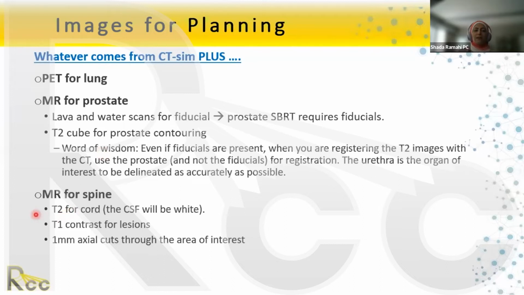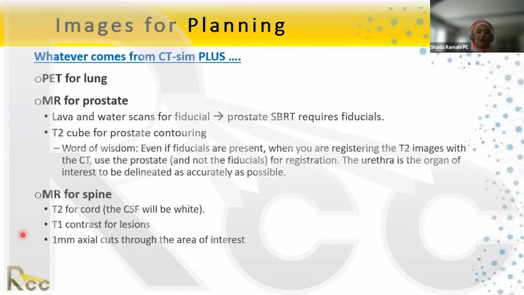For spine, the physicians have been asking for T1 and T2. T2 in order to clearly localize the cord. The CSF will look very white on T2, not very white. There's no very white. And then T1 is used for the contrast. T1 is used for the lesion delineation. For the spine, the MR are usually given in 1 millimeter cuts. And so you'd have very high resolution MR scans, axial scans for both T1 and T2.